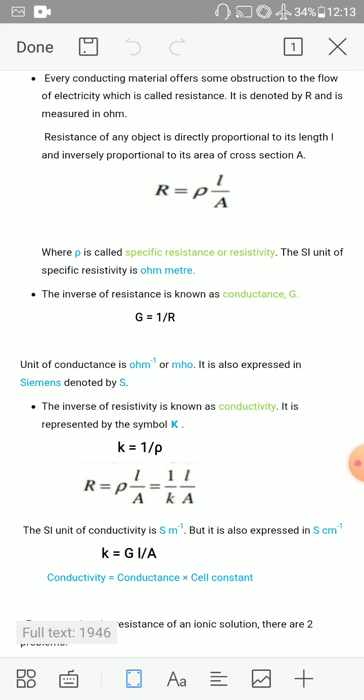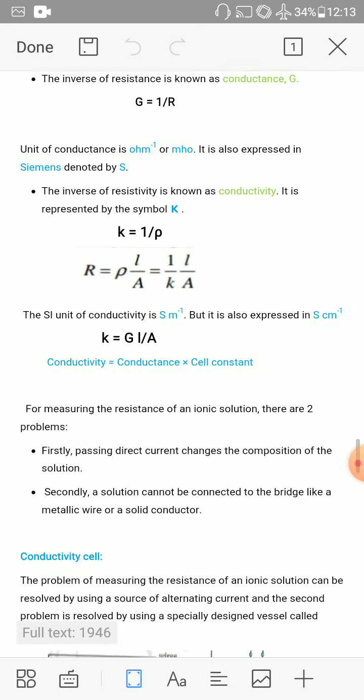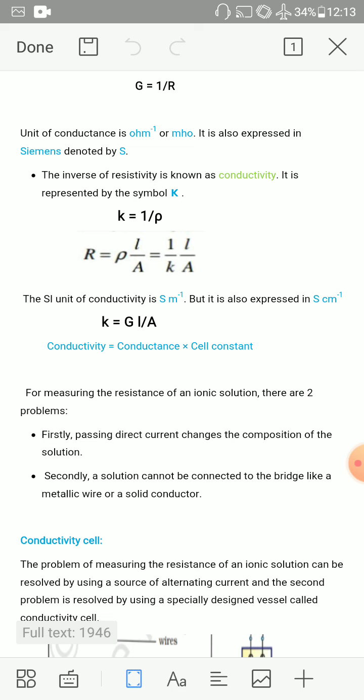Arranging this equation, you will get that conductivity, that is kappa, is equal to G, that is conductance, into L by A, and this L by A is known as cell constant. So I am discussing the measurement of conductance of solution.